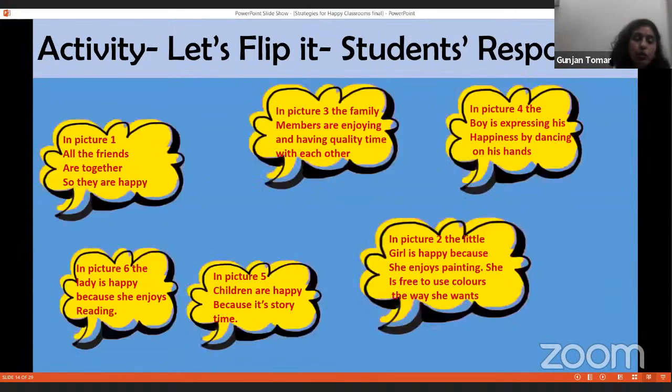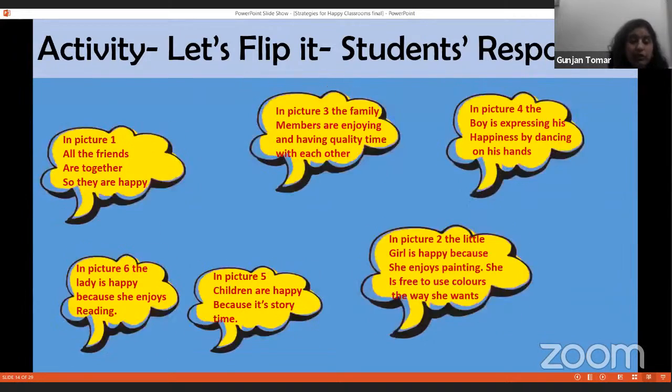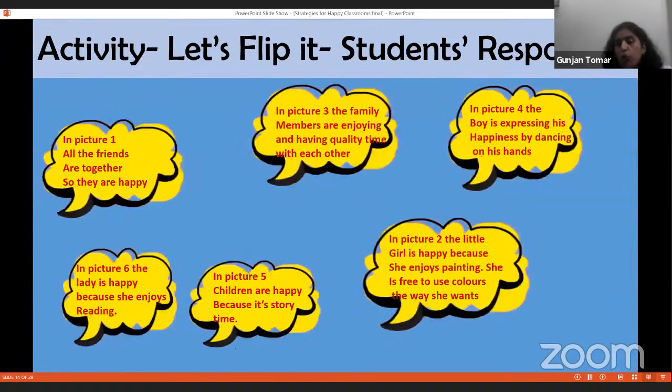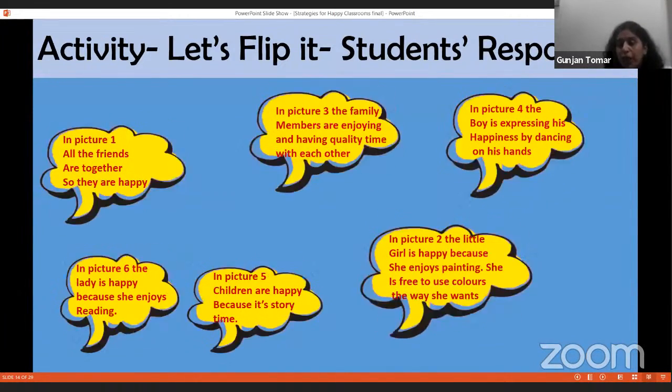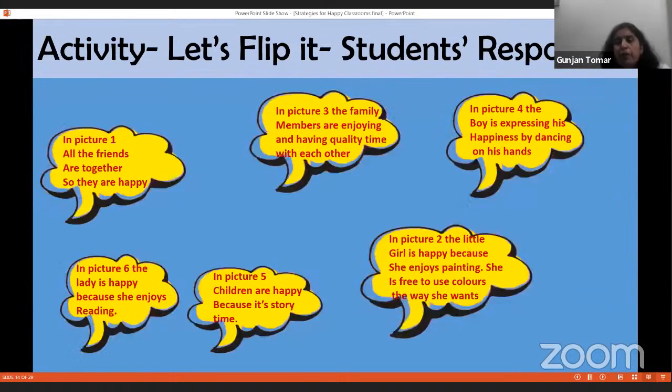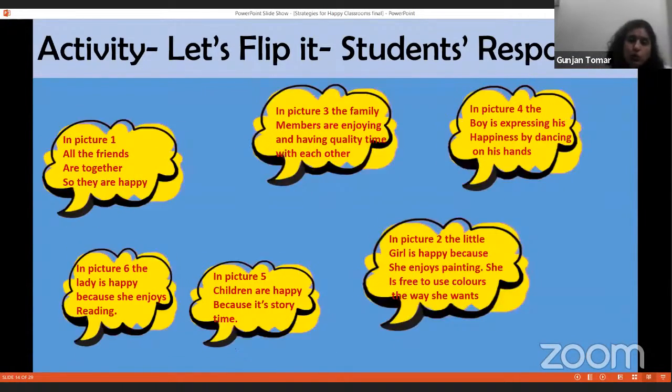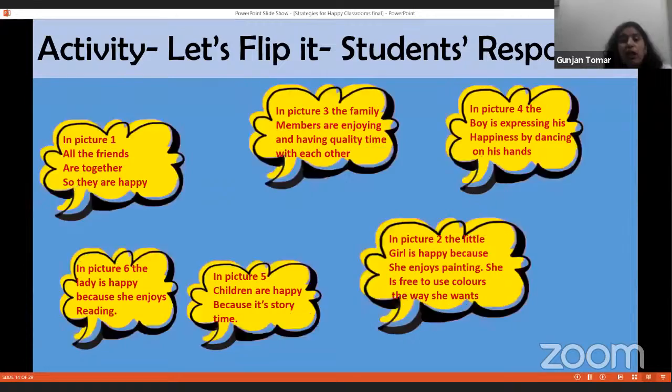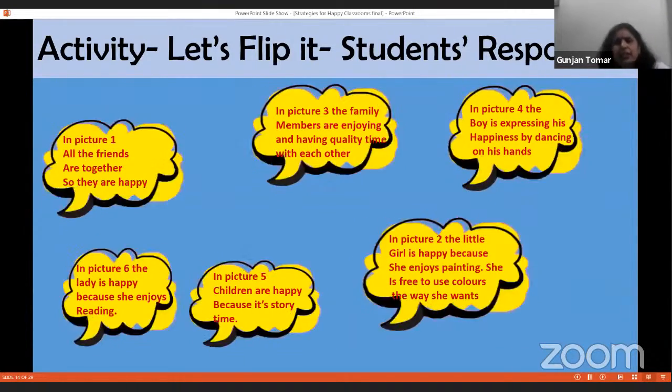Picture one, they said, they're happy because all the friends are together. Picture two, where there was a girl playing with colors, the student said the girl is happy because she's enjoying painting and she's free to use color the way she wants. That's the reason she's happy. Picture three, the students said, the family members are enjoying quality time with each other. That's the reason they're happy.